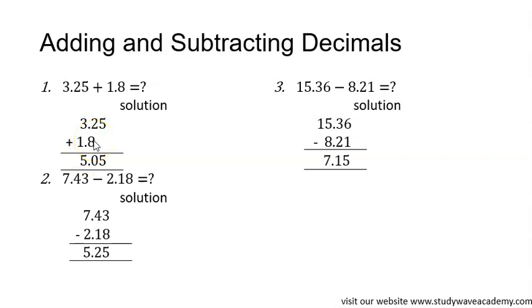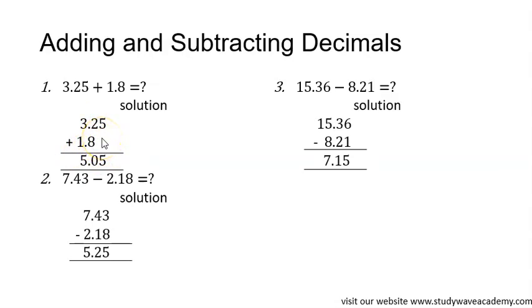You know, in normal addition, the 8 should be under 5, right? The 1 should be under 2. This place will be left out. But this is decimal, okay? So you align the decimals. Do you understand? So we have here 3.25 plus 1.8.